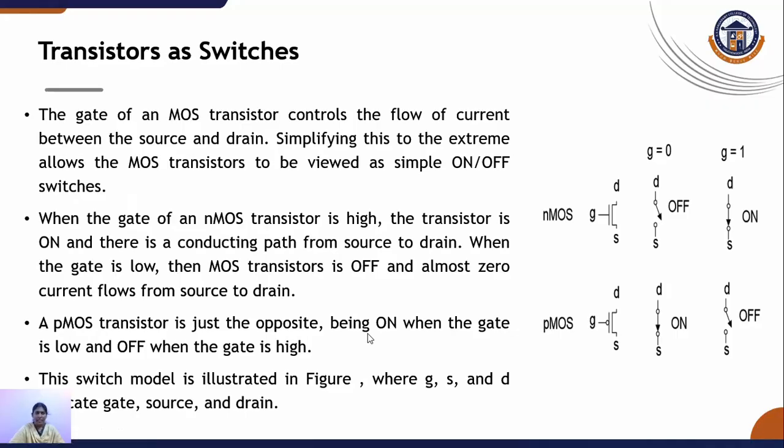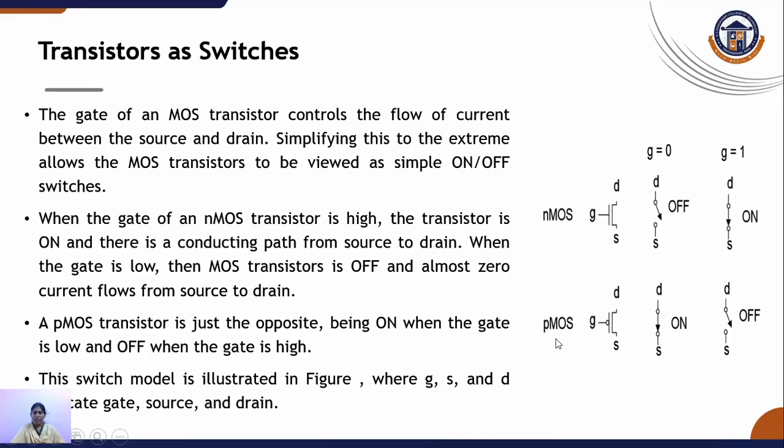Normally in VLSI, the transistor is treated as a switch. So this is the switch model of NMOS and PMOS. This is gate, drain, source. When gate value equals 1, the NMOS is on. When gate value equals 0, NMOS is off. There is no path between drain and source. When G equals 1, there is a path between drain and source, that is the on condition.